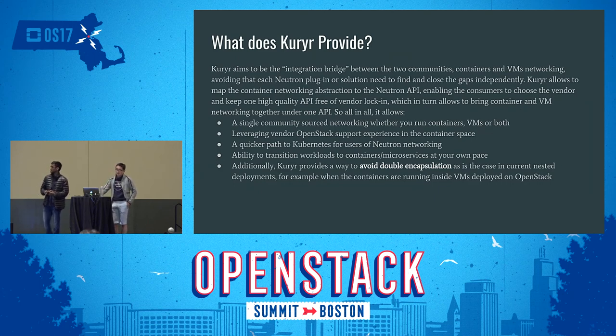So Kuryr provides these options. That's the integration bit, as we talked about. It provides integration between Neutron and the containers. It has an OpenStack community to support all the issues faced by people trying it. It leverages OpenStack support in the existing ecosystem. It has a quicker path to Kubernetes for users already familiar with Neutron networking. And it avoids the double encapsulation problem for containers running on top of OpenStack, because using Flannel or any other solution poses another problem of encapsulation, in which there is an overlay network like Flannel already running on top of OpenStack Neutron. So to reduce that problem, if your containers are running on top of OpenStack, you could directly use the Kuryr project to bridge the gap.